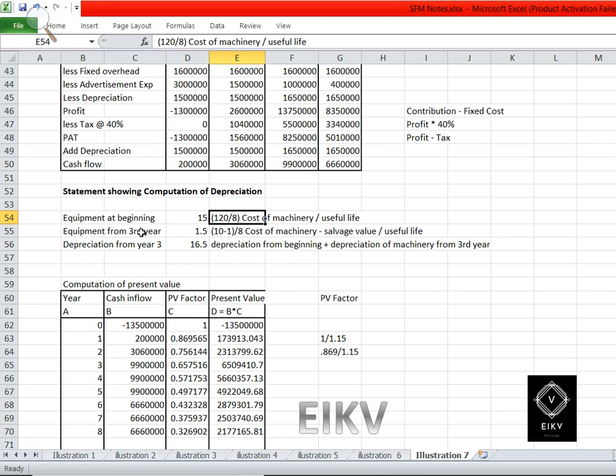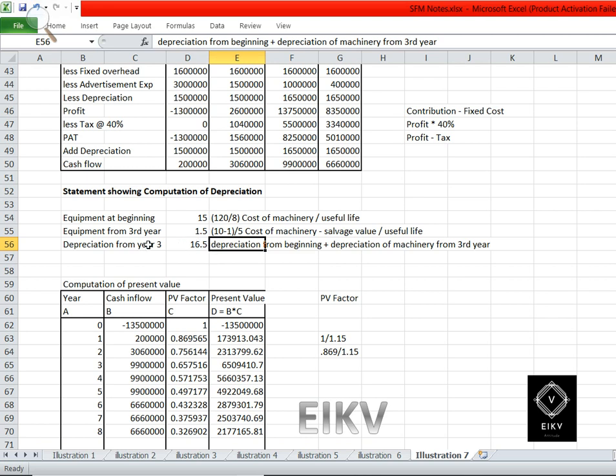Okay, in equipment for the third year, the depreciation of equipment for the third year is 1.5 lakh, which means 10 lakh is the cost of the machinery minus 1 lakh, which means the salvage value, divided by 5. Okay, which means from the third year to 8th year, which is 5 years, we will get an amount of 1.5 lakh.